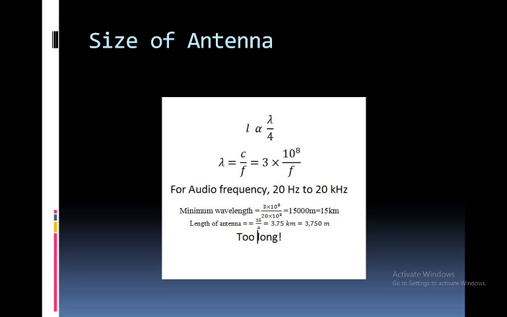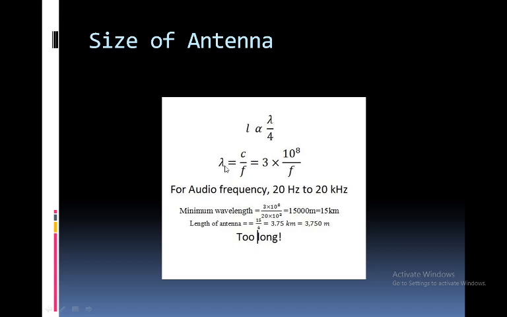So let's look at this briefly more in detail. Size of an antenna. The effective length of an antenna is proportional to a quarter of the wavelength of the signal we are sending. So if you look at the relationship c = fλ, we can conclude that λ = c/f, where c is the speed of light, or electromagnetic waves all have this speed, 3 times 10 raised to power 8.